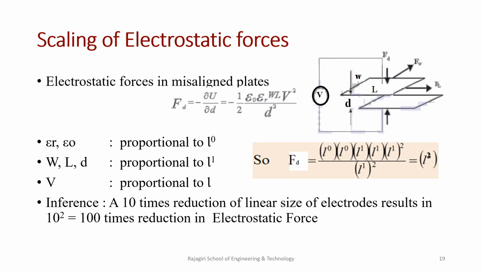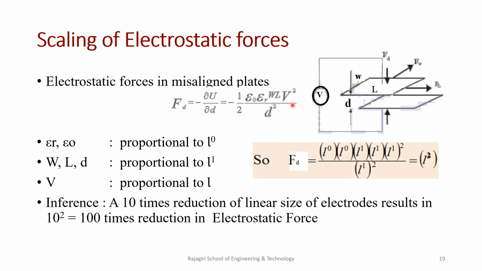Now let us consider the electrostatic forces which are produced in the three directions in the parallel plate arrangement. First of all, in the direction of the separation distance D. Fd is given by minus dou U by dou D, which is obtained as equal to minus half into epsilon 0 epsilon r WL V square by D square.